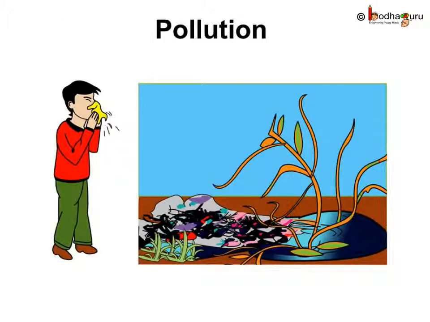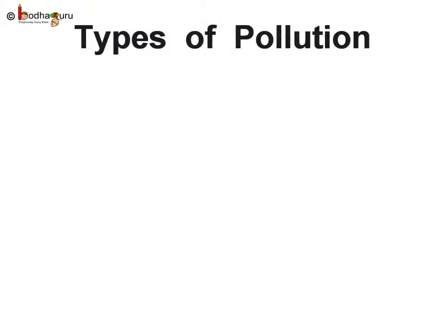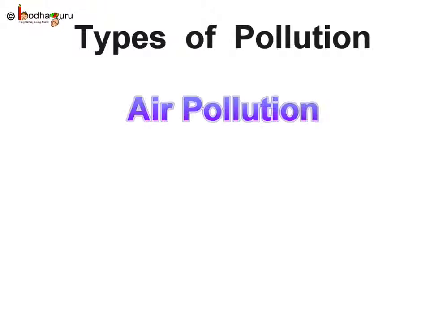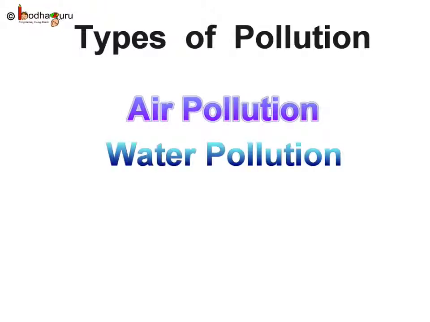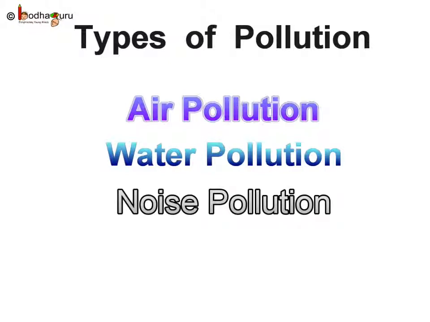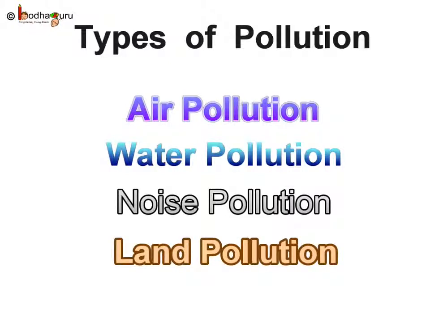The release of substances which are harmful to the living things in air, water, or soil is called pollution. These harmful substances are called pollutants. They are slowly making the environment unfit for living beings. Hence, pollution is a big environmental problem. There are 4 main types of pollution: air pollution, water pollution, noise pollution, and land pollution.